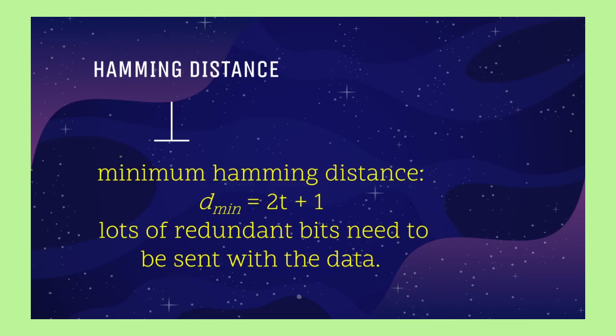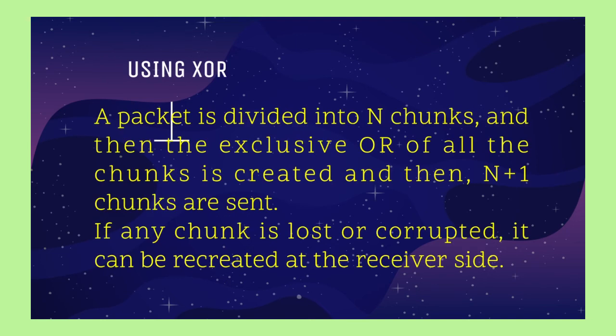In Hamming distance, the minimum Hamming distance is d minimum equal to 2t plus 1. Lots of redundant bits need to be sent with the data. Next, when using XOR, a packet is divided into n chunks, and then the exclusive OR of all the chunks is created and n plus 1 chunks are sent. If any chunk is lost or corrupted, it can be recreated at the receiver side.